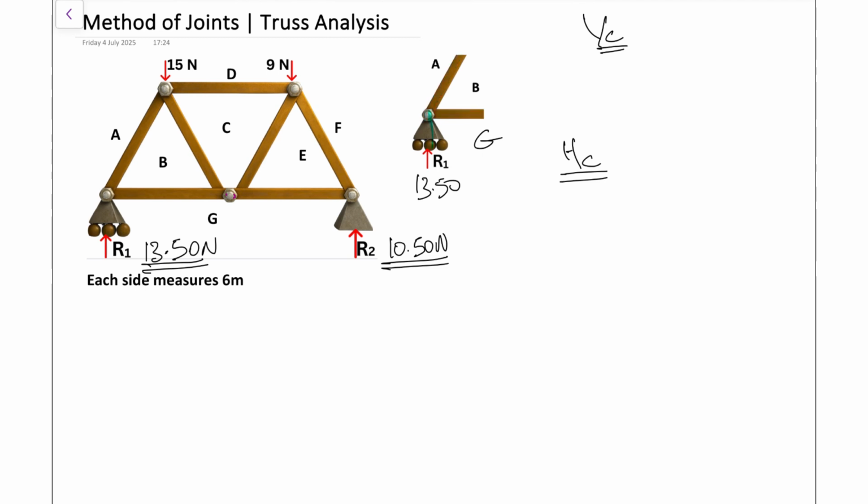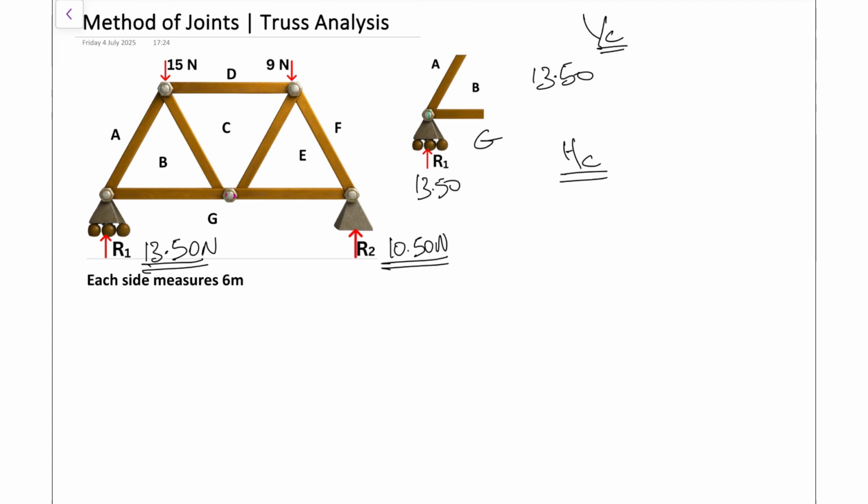So let's look at the analysis here. For the vertical force components, what we have going up, first of all, is R1. So we can start with that. That's 13.50, and that's just a vertical force. So its actual value is what you see there, which is 13.50. It has no horizontal force component.